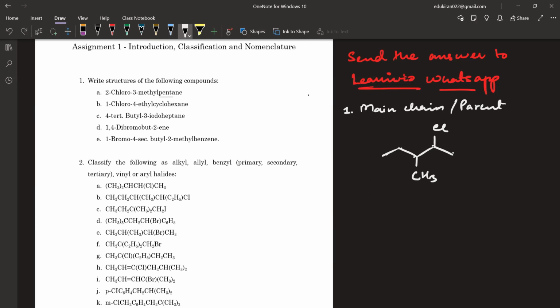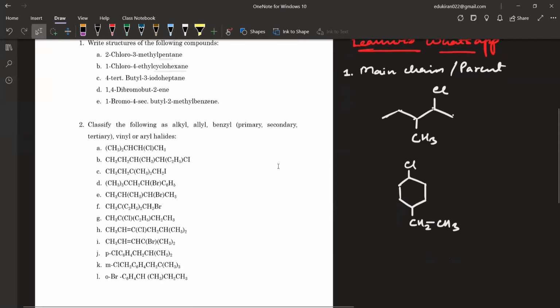Yes. Okay. Next is 1-chloro-4-ethylcyclohexane. It is another easy one. Cyclohexane we will draw first because that is the main chain or the parent. Now, in the first position, we have chloro. In the fourth position, we have ethyl. That means we have CH2-CH3.